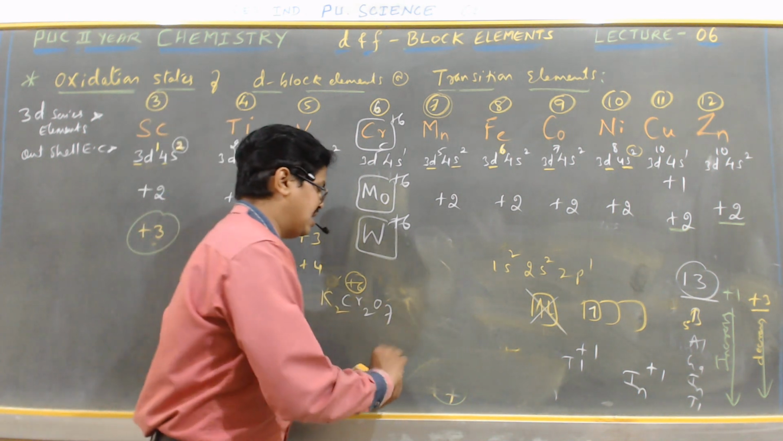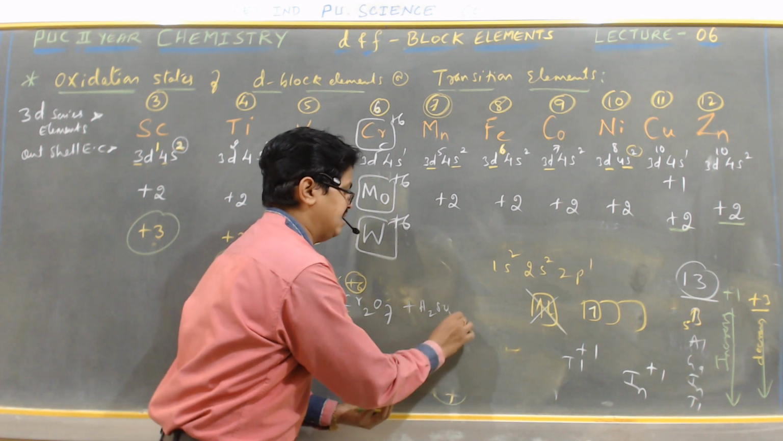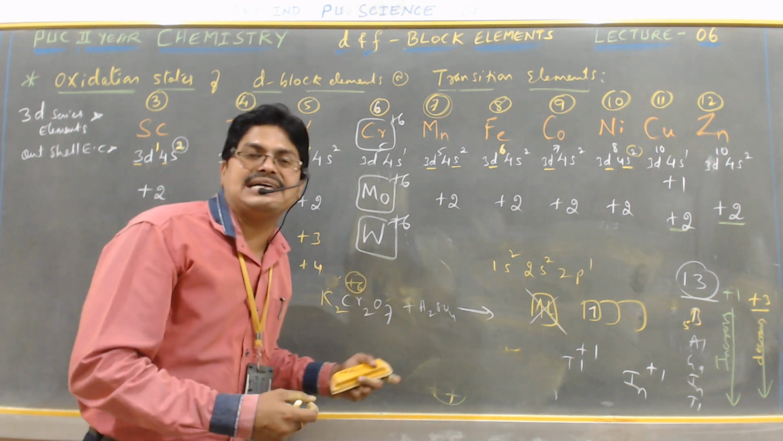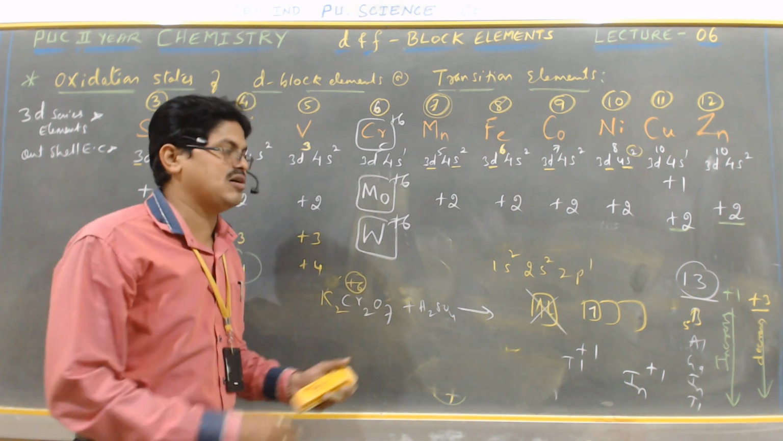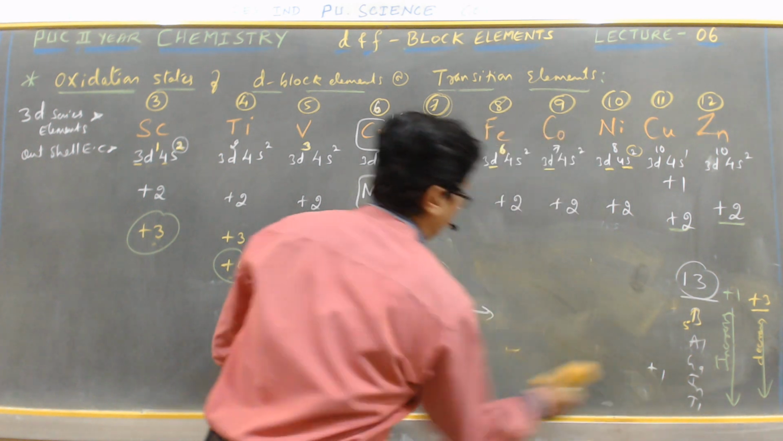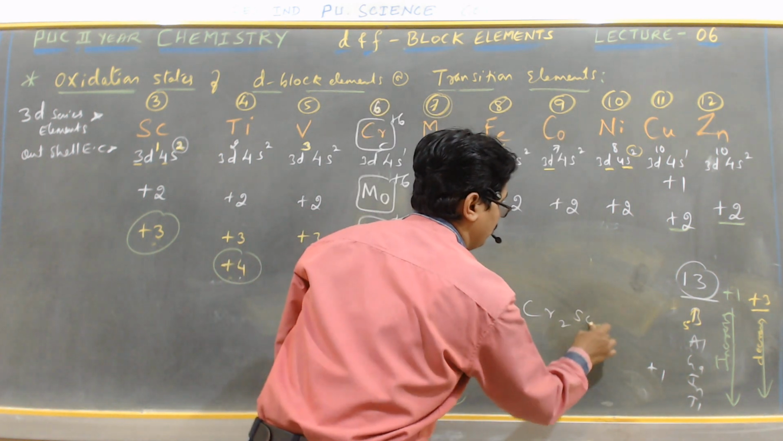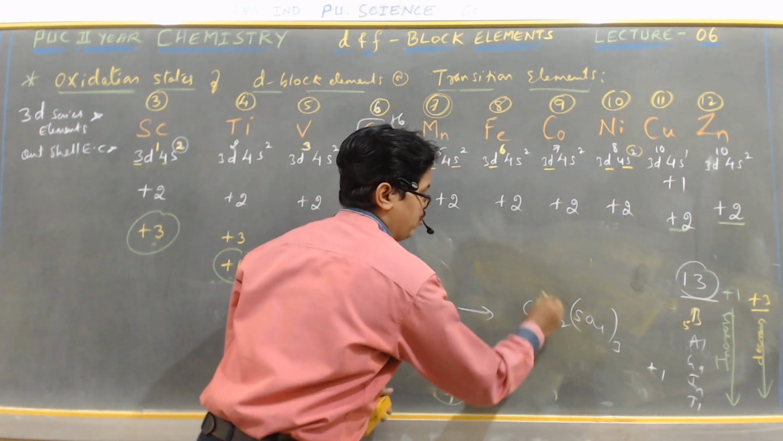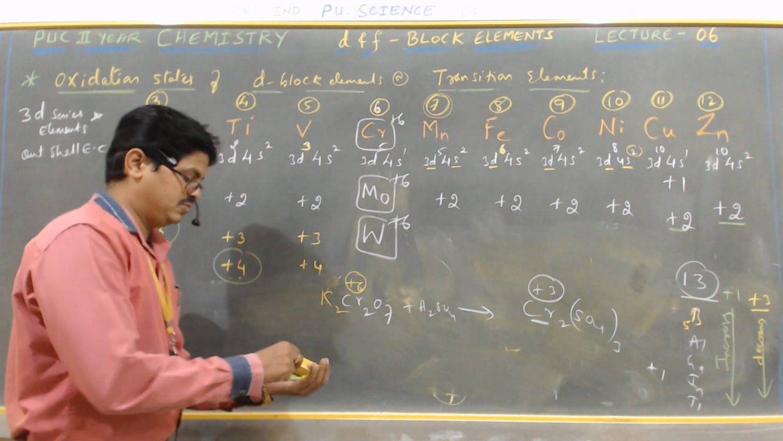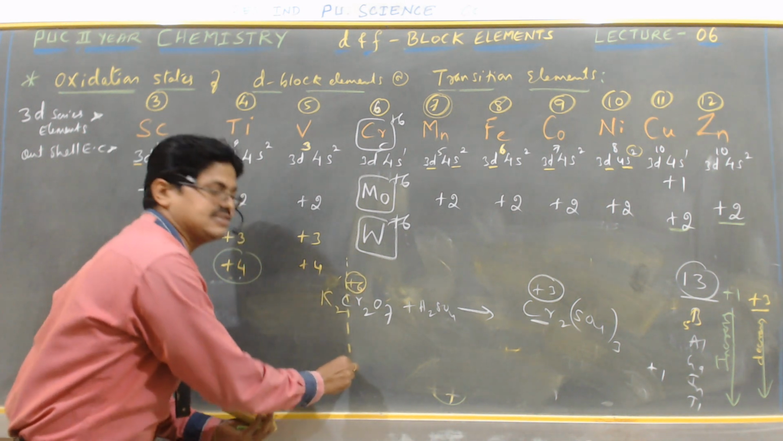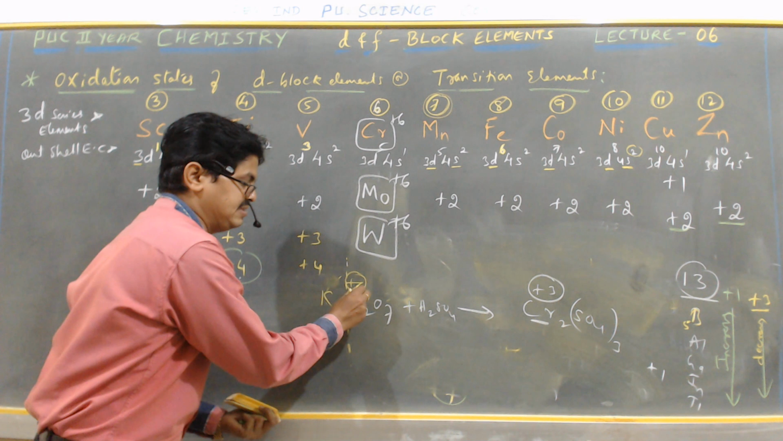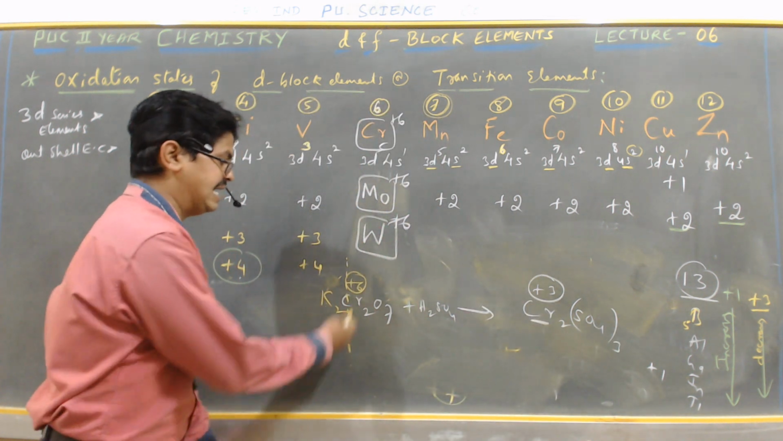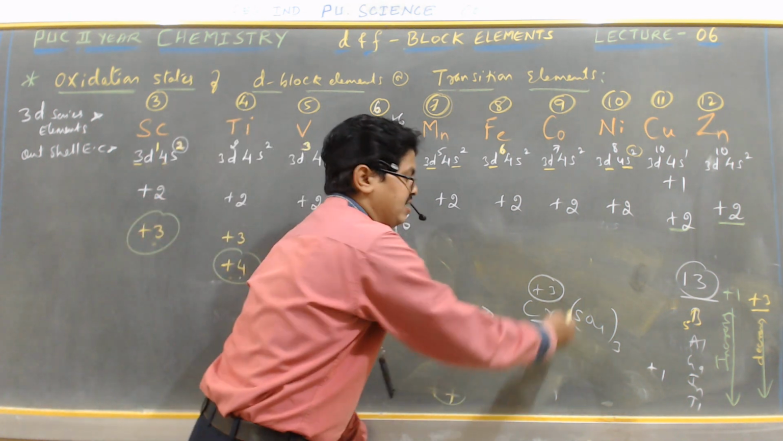Why, sir? Because in acidic medium it undergoes decomposition and acts as an oxidizing agent to form chromic sulfate. In chromic sulfate the chromium oxidation number is plus 3. So potassium dichromate undergoes reduction because it is unstable in the plus 6 state. That's why in acidic medium it forms chromic sulfate, acting as an oxidizing agent by itself undergoing reduction.